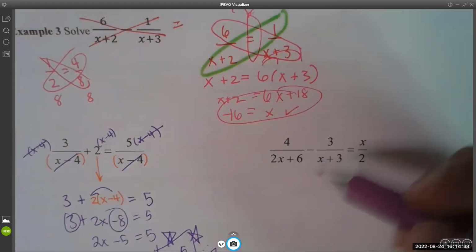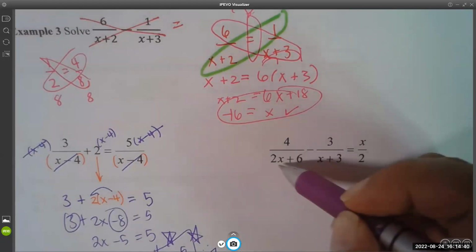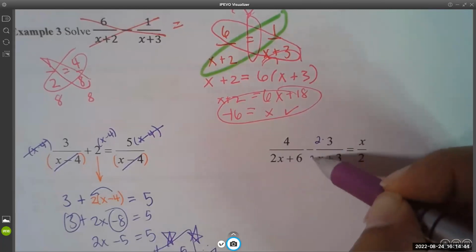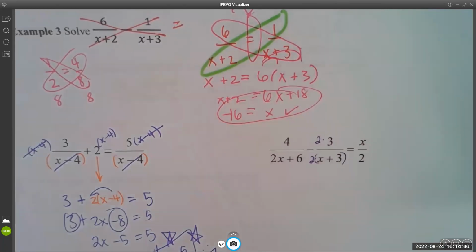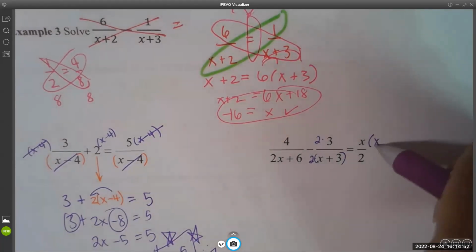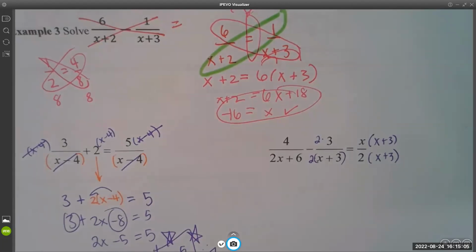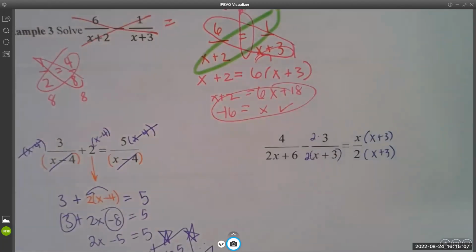Last one, again, 2x plus 6 is 2 times x plus 3. So if I just multiply this fraction by 2 on the top and the bottom, multiply by 1, which is 2 over 2 is 1. And then on this one, I'm multiplying by 1. Ooh, this one got a little spicy because it's going to be quadratic. So, yeah, that's different than the others, but we'll see.